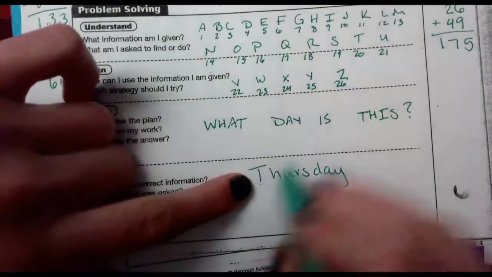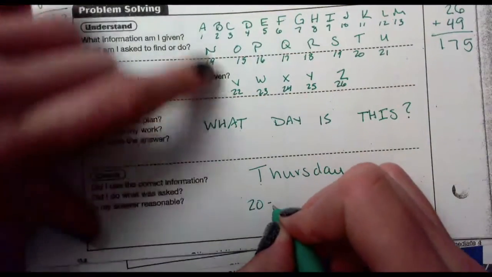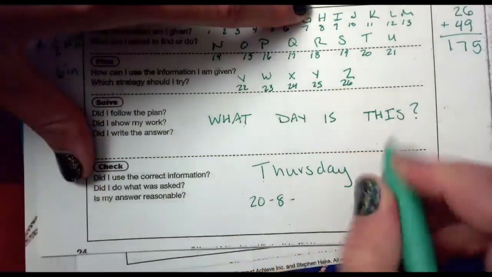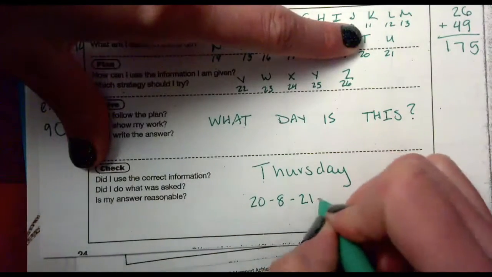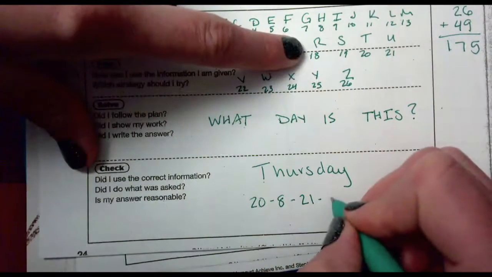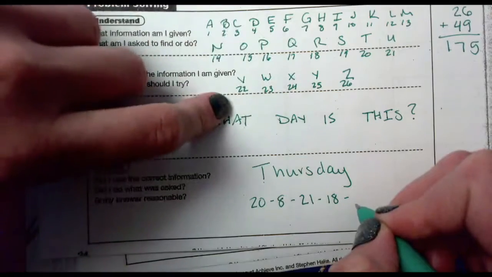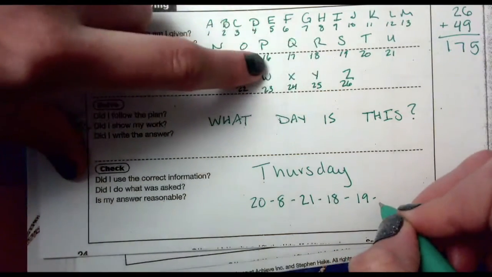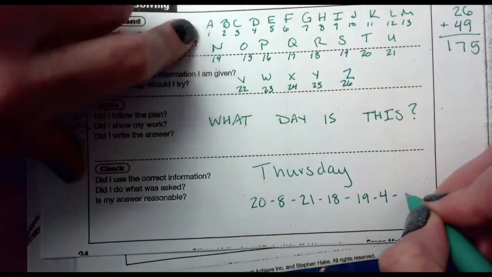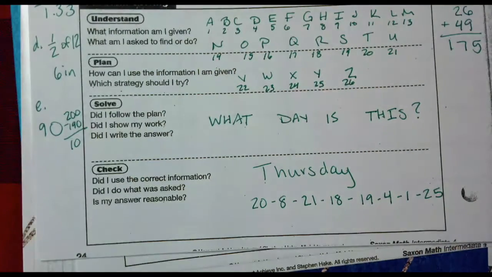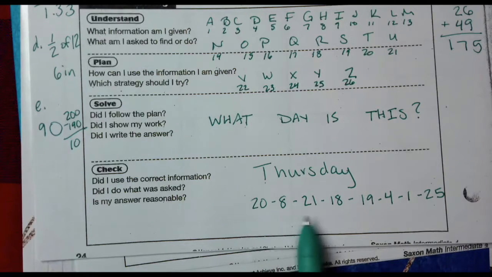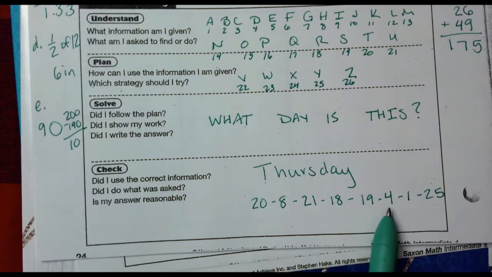you're going to get T, which is 20, H, which is 8, U, which is 21, R, which is 18, S, which is 19, D, which is 4, A, which is 1, Y, which is 25. So Thursday is 20, 8, 21, 18, 19, 4, 1, 25. Go ahead and flip it over for our new concept.